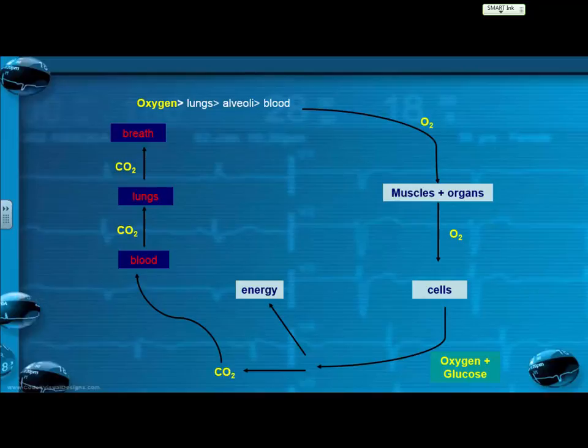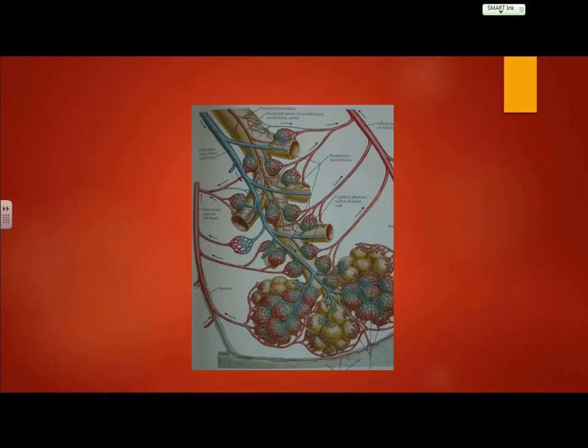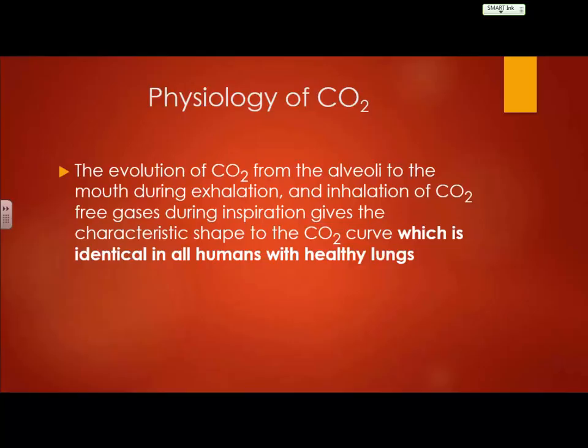And this is pretty much what we had talked about. Y'all understand that. Y'all should understand that basic premise there. All right? So the evolution of CO2 from the alveoli to the mouth during exhalation and inhalation of CO2-free gases during inspiration give the characteristic shape of the CO2 curve, which is identical in all humans with healthy lungs.